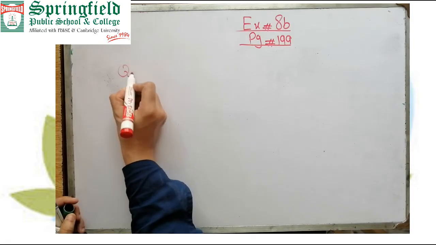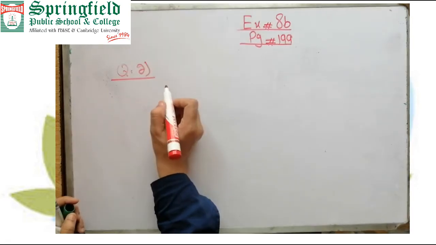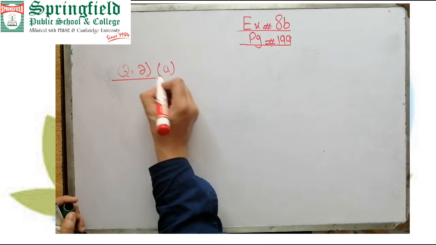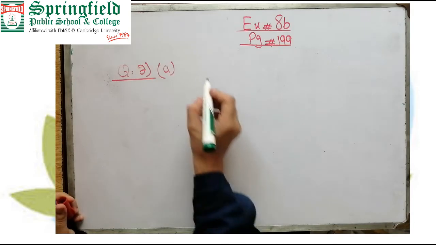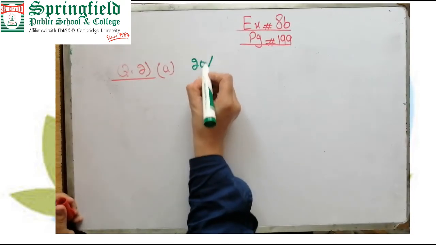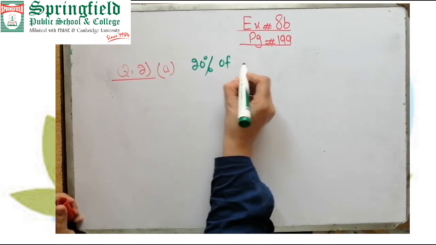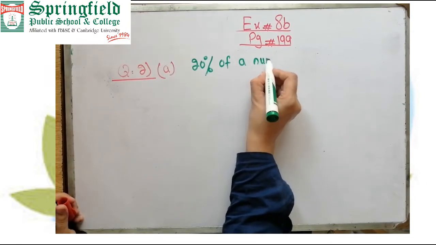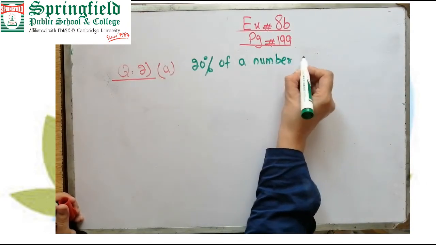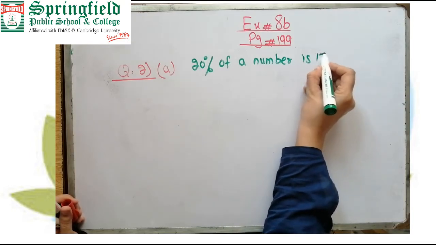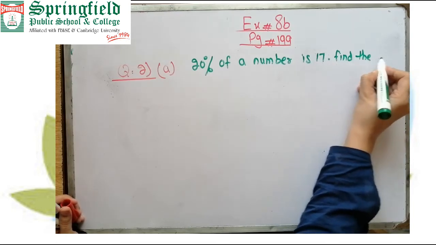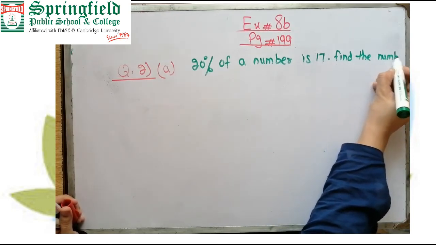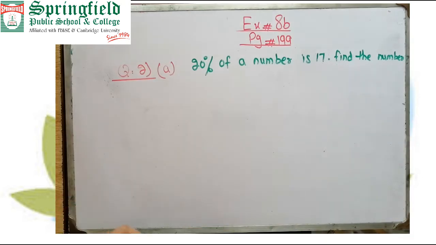Question 2 and part A. And part A is 20% of a number is 17. Then find the number. Find the number. It means they are asking about the number. So we don't know about the number.